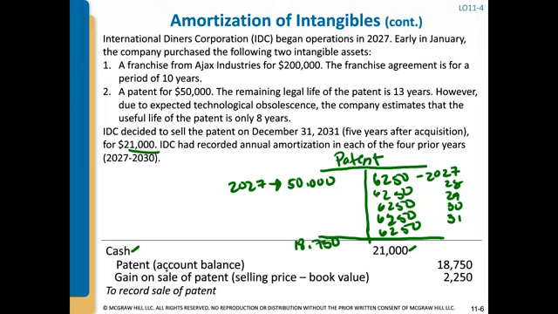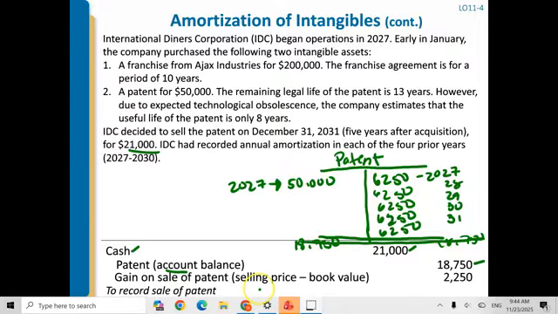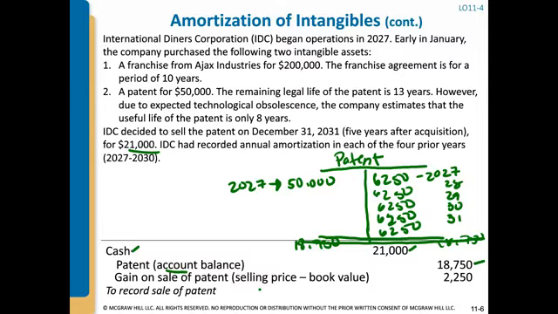So here we go. That's how we get this patent account balance. We're going to credit 18,750. When we credit the 18,750, then our account will be 0. And then that journal entry does not balance. So we have to record a gain on the sale of the patent for the difference, which is 2,250. That's really the selling price of 21,000 minus the book value of 18,750. So that's how we record the sale of the patent.